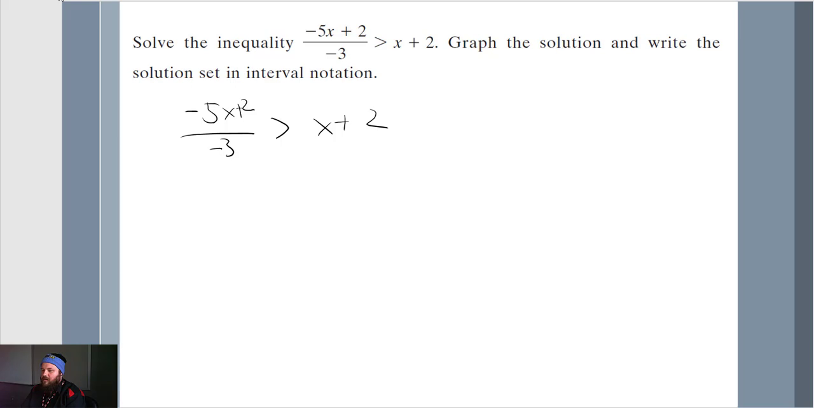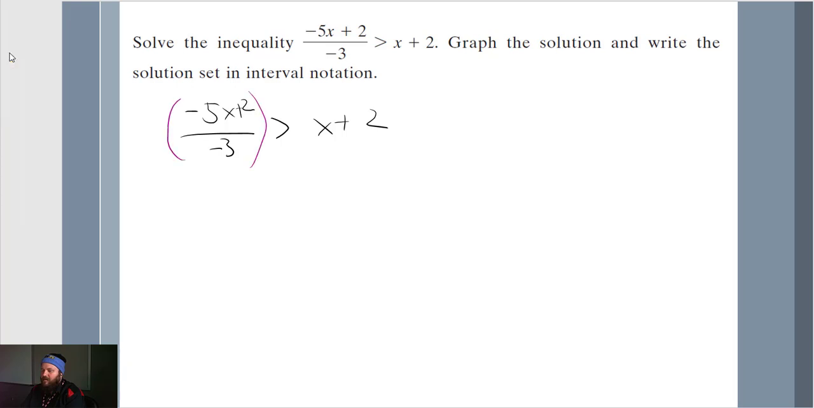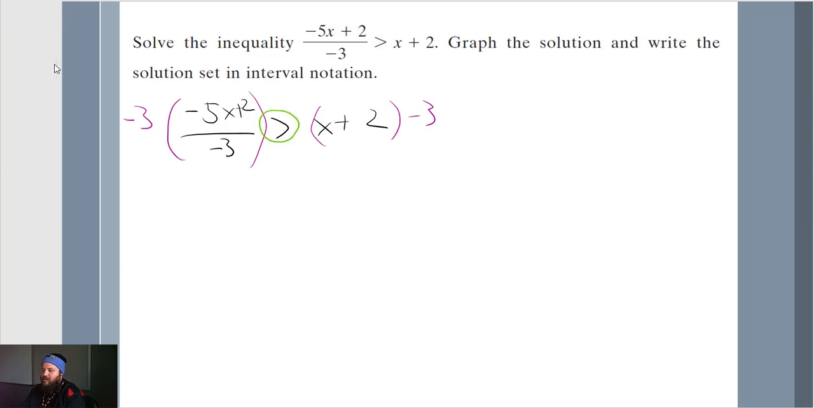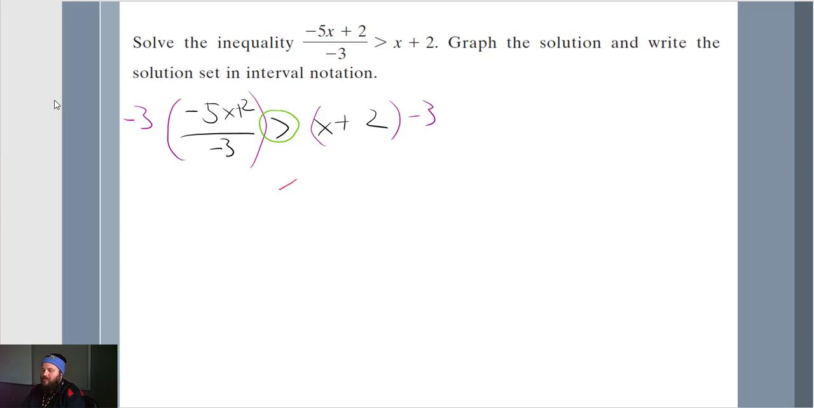Well, first off, let's go ahead and multiply by a positive 3, by this negative 3 on both sides to get that negative 3 off, right? So if we multiply this whole side by negative 3 and this whole side by negative 3, what is that going to do to that sign? If you multiply or divide by a negative value, it changes the inequality. It changes the sign. So that guy is now going to turn this way.